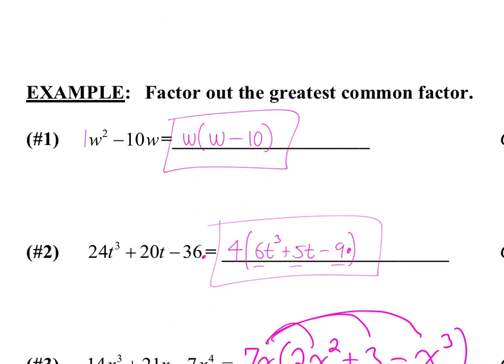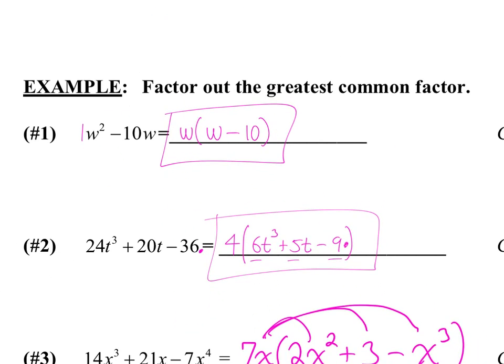All right, that should be all I have for you today. Hopefully that makes sense. Remember, you're pulling out the biggest number and the smallest exponent, and when you pull it out in front, then you need to divide both or all the terms by that GCF, and that's going to go inside the parentheses, okay?